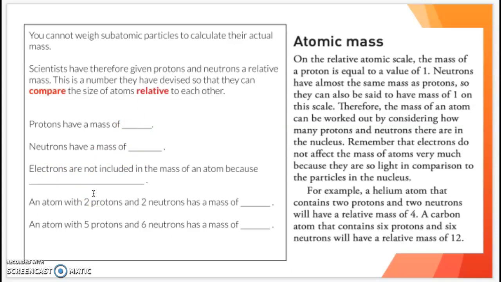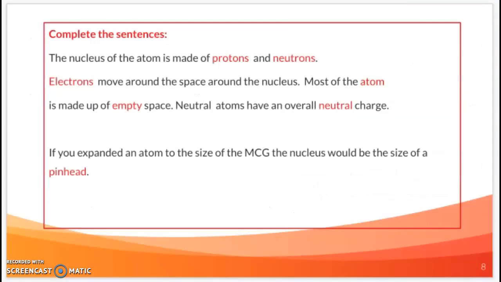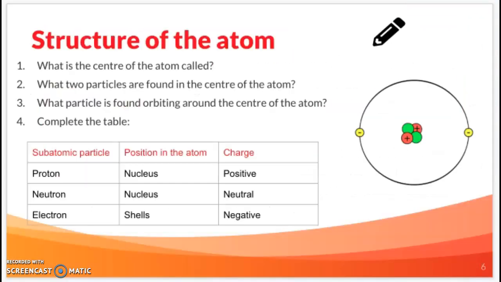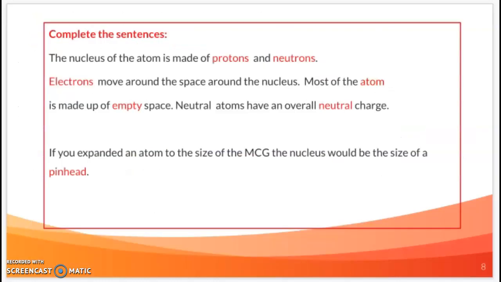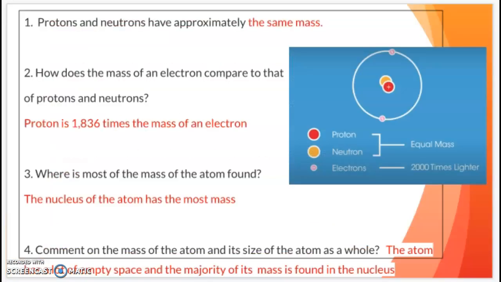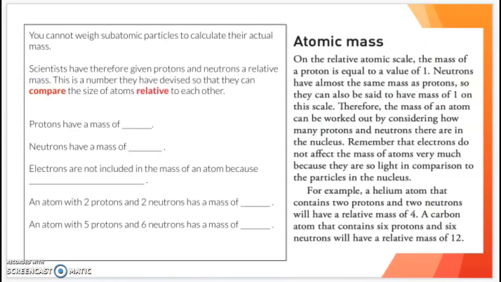You may remember from the earlier slide that they actually have a really insignificant number. Let me find that slide for you right now. It's 1,836 times the mass. So really insignificant, not even going to bother putting it into our mass number. Okay, and an atom with 2 protons and 2 neutrons, what do you think its mass would be? Just add them together. Again, atom with 5 protons, 6 neutrons, just add them together, 11.